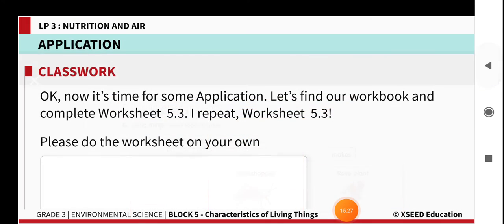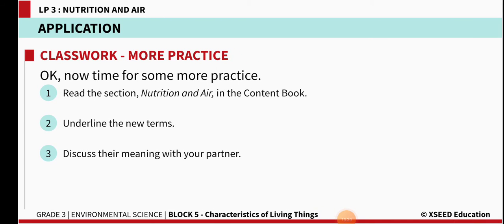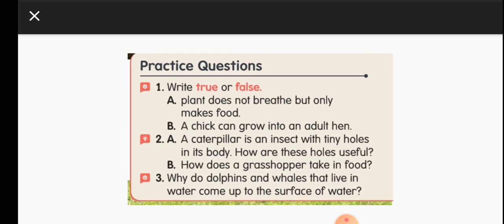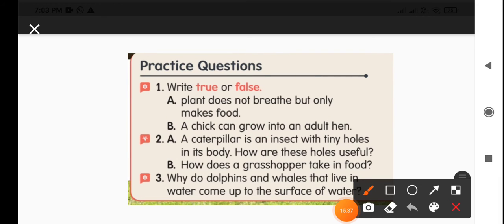Now we will see what practice questions are given in this worksheet. We'll see now. So here you write true or false. Again he is asking to write true or false. Plants do not breathe but only make food. Is it right? They are also breathing by using small pores I showed you in the diagram. So the sentence is false. You can write these sentences. In front of the sentence you write the answer.